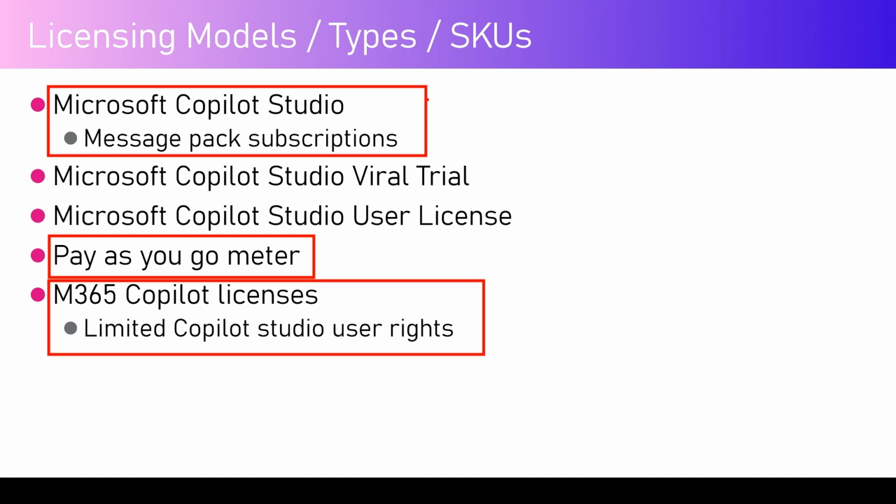Now, within Microsoft Copilot Studio, this is a message pack subscription. As I mentioned, one message pack is 25,000 messages. So you pay a certain amount and then you can use that for your multiple environments. Pay as you go, again, is a billing meter through which you pay once you consume it. So this is a post-paid kind of scheme.